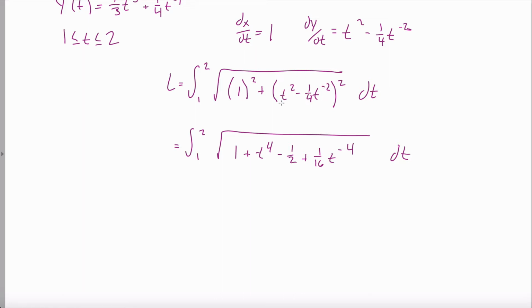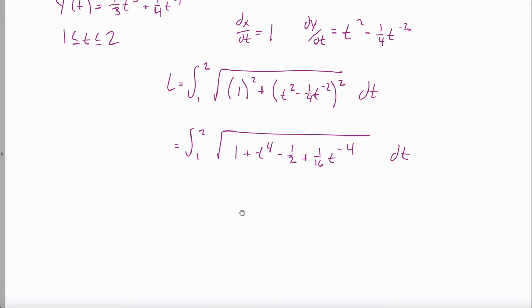So when I'm multiplying the t squared times the negative 1/4 t to the negative 2, the t's all cancel out, and I'm left with just negative 1/4. So the O in FOIL would be negative 1/4, but the I in FOIL would also be negative 1/4. So I get negative 2/4, aka negative 1/2 here. And then the L in FOIL is negative 1/4 t to the negative 2 power times negative 1/4 t to the negative 2 power. Negative times negative is positive, 1/4 times 1/4 is 1/16, and t to the negative 2 times t to the negative 2 is t to the negative 4.